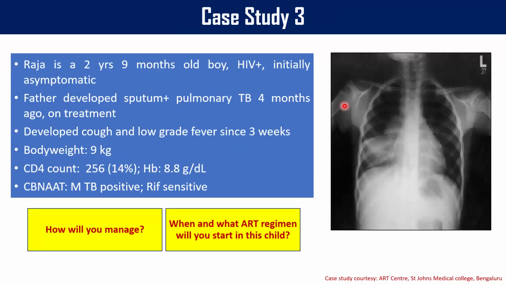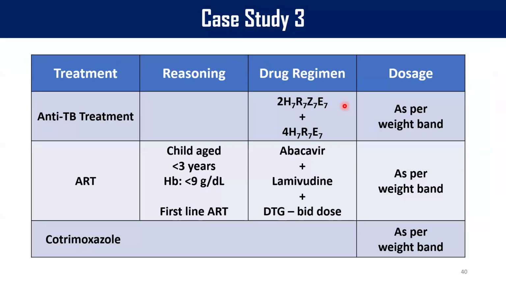So here we have a 2-year, 9-month-old boy, HIV positive, initially asymptomatic. Father developed sputum positive pulmonary TB 4 months ago. He is on treatment. Child developed cough, low-grade fever from last 3 weeks. Body weight of 9 kgs. CD4 count is 14%, 256. Hemoglobin is 8.8. CBNAAT is MTB positive and rifampicin sensitive. How do you manage? What ART treatment are you going to start in this child?